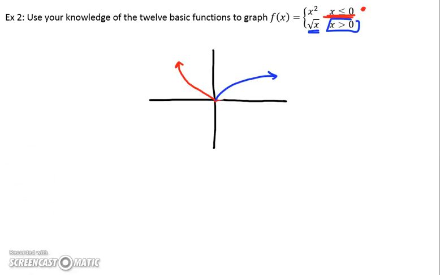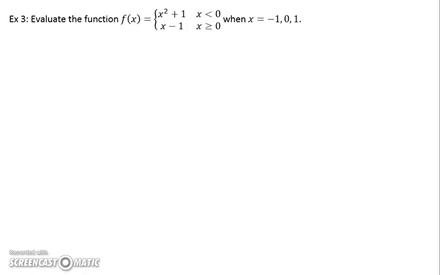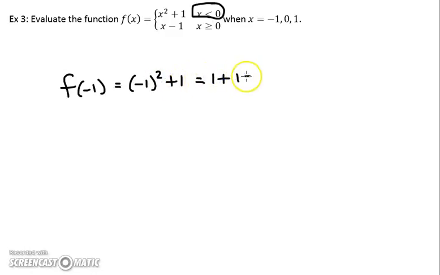And then last but not least, evaluating piecewise functions. Evaluate the function f of x given this piecewise function here at the x values negative 1, 0, and 1. So if we want to evaluate f of negative 1, really that just means plug negative 1 into the function, but we have to be careful. We need to make sure we plug it into the correct part. So if we look here, we're saying x is less than 0. Negative 1 is less than 0, so we want to put negative 1 into that top part. So negative 1 squared is 1, plus 1 is going to give us 2.